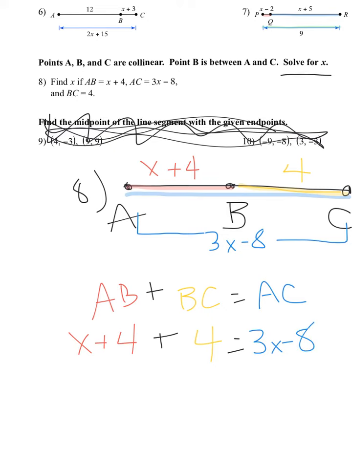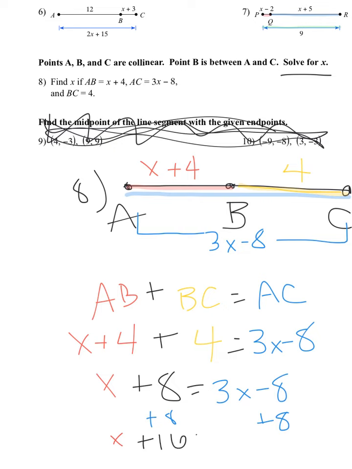I'm going to combine like terms over on this side of the equation, because I have this plus 4 and this plus 4. So that's going to combine together to become x plus 8 equals 3x minus 8. I'm going to add 8 to both sides. I'm going to move all of my constants to one side. That leaves me with x plus 16 equals 3x.